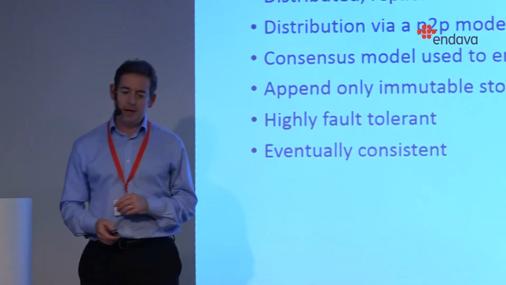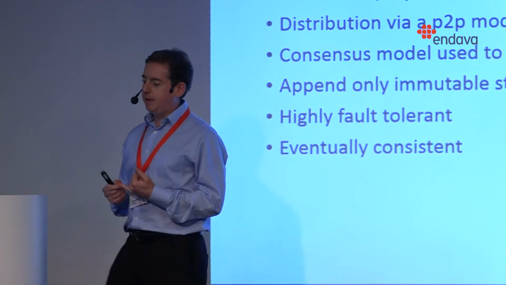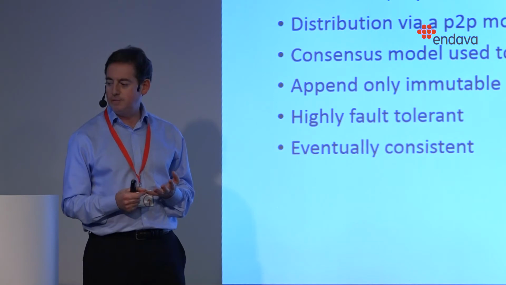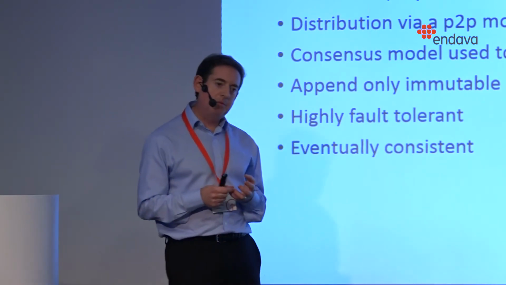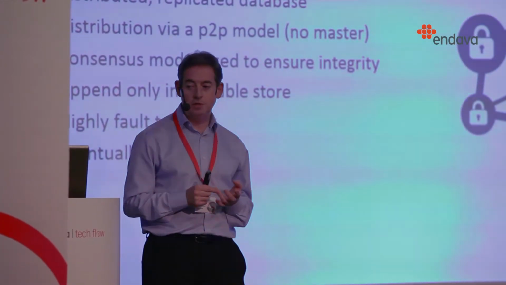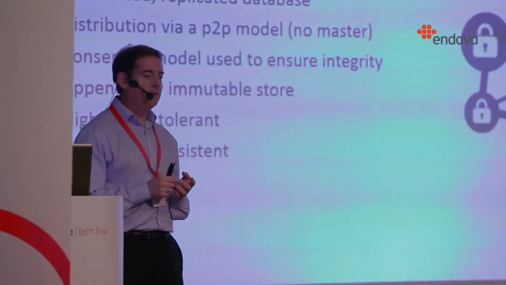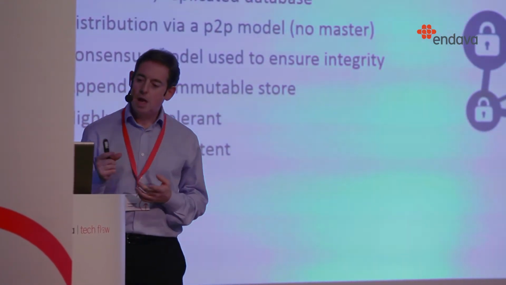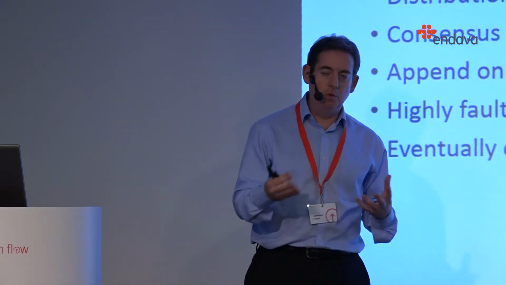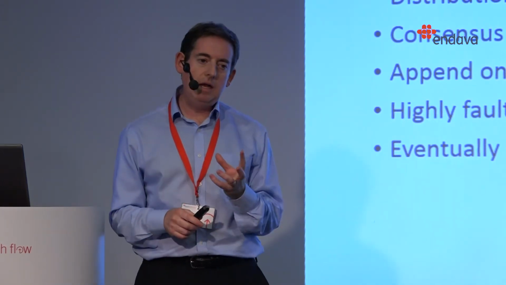So what is a blockchain if we were going to build one into a system? It's a distributed replicated database. That sounds super, doesn't it? Generally speaking, we like distribution and replication. It's distributed via a peer-to-peer model. That might be good or might be a bit annoying. That sort of depends on the situation. It uses consensus, which is a clever name for meaning everyone agrees. And it's append-only and immutable, meaning we can't change it, or rather, it's very difficult to change it once it's been written. It's also highly fault tolerant.